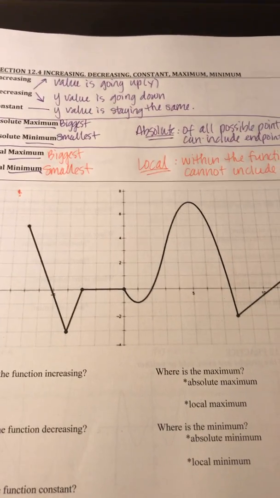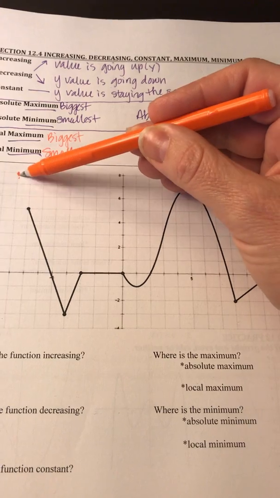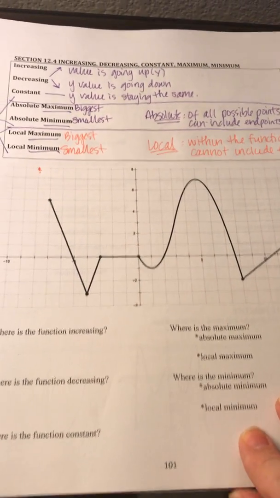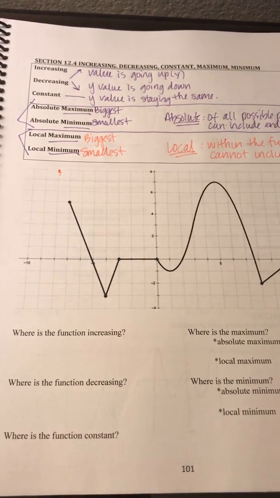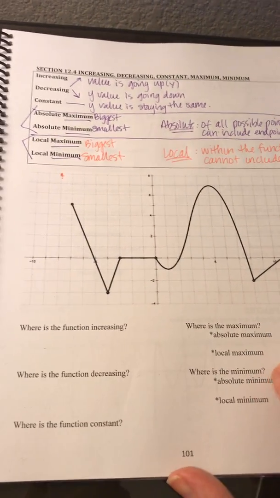The local maximum does not include either of our endpoints. Okay? The absolute maximum can include endpoints, but the local maximum cannot. Okay? So if we're looking at this function here, we're going to do several things.